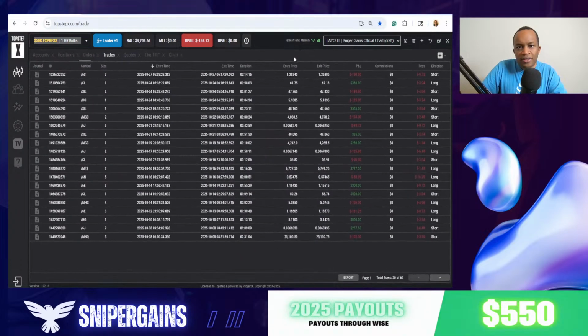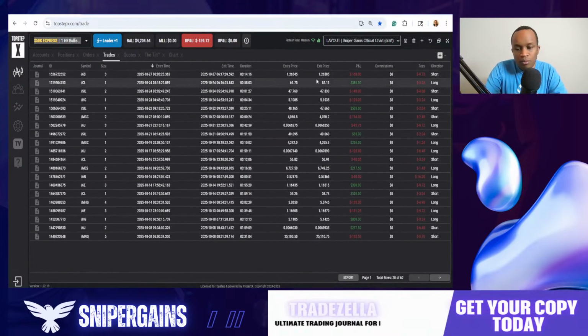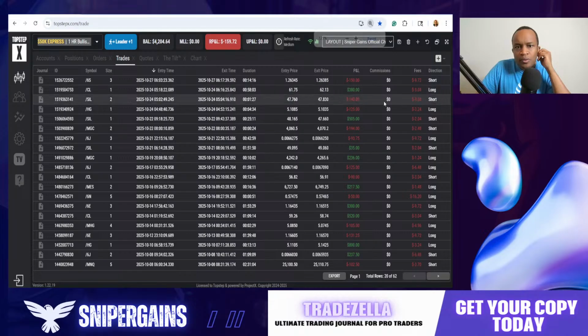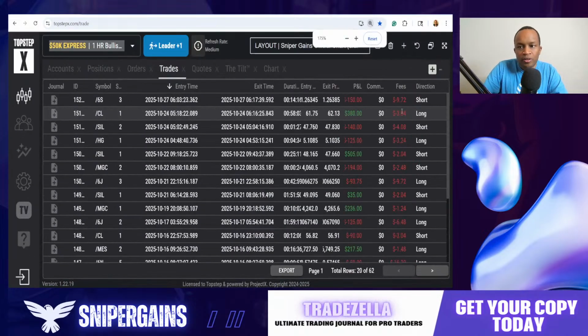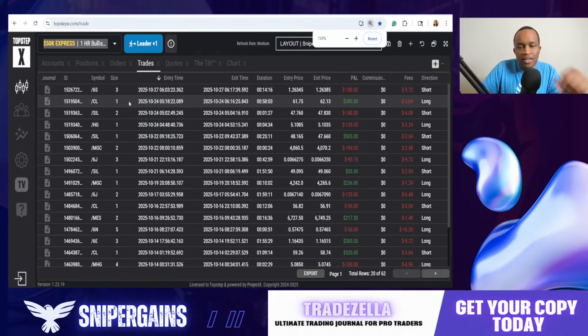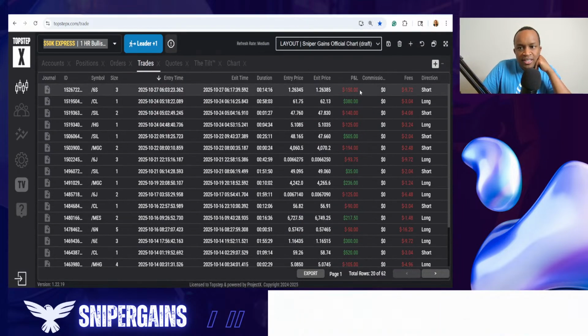Let me zoom in a little bit. Okay. Let me do it one more time. But probably even more. Okay. So over here, I use 3 contracts. I use 3 contracts. Cost me $150 plus fees.